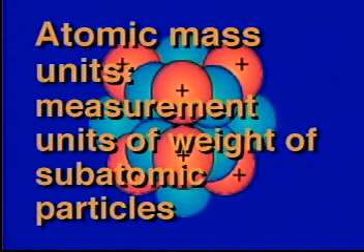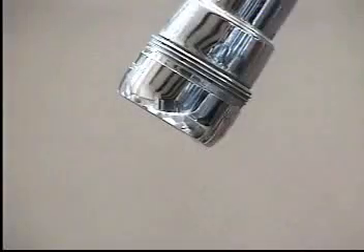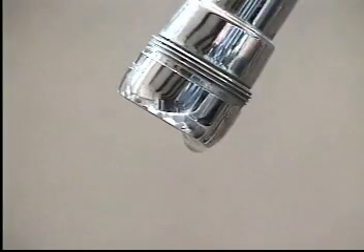The weight of subatomic particles is measured in units called atomic mass units. A proton weighs 1 atomic mass unit. There are millions and millions of protons in a single drop of water.